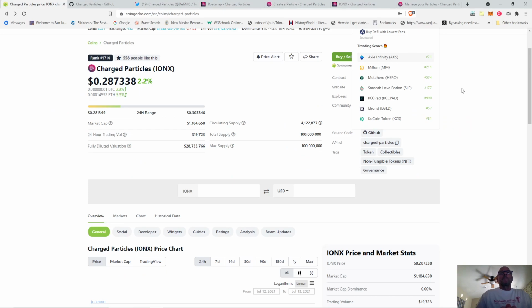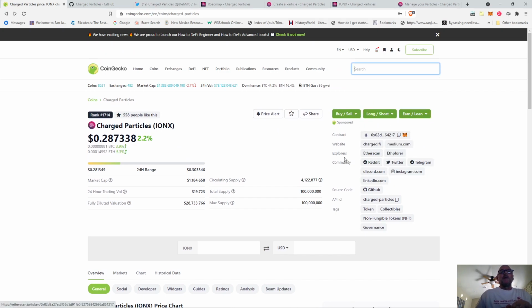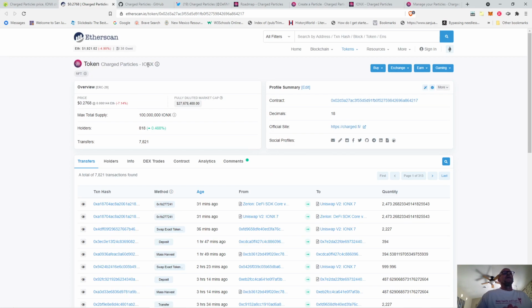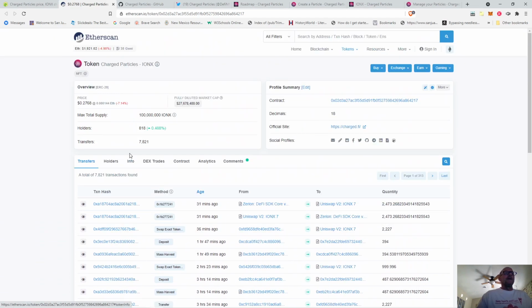One place to look would be under the explorers, right? So we have Etherscan, which is probably the most common Ethereum-based token explorer, and it looks at the blockchain, and it can look at every transaction ever. But we can also look at how many wallets. So we have 818 holders, different accounts or addresses. You can call those wallets, I guess. And how many transfers in the past 24 hours.